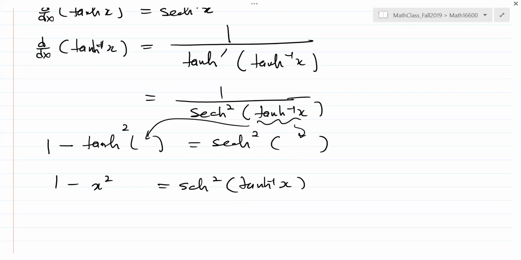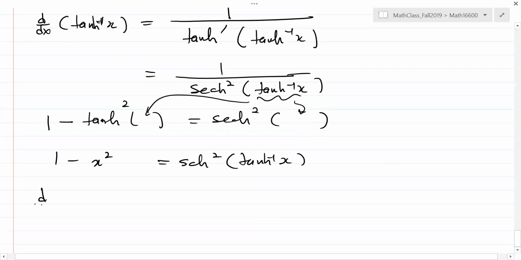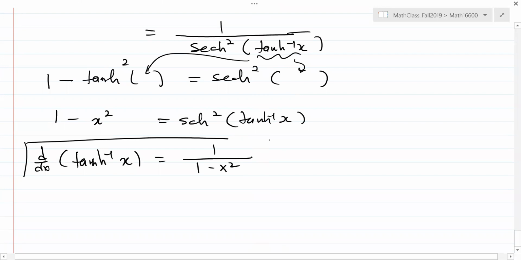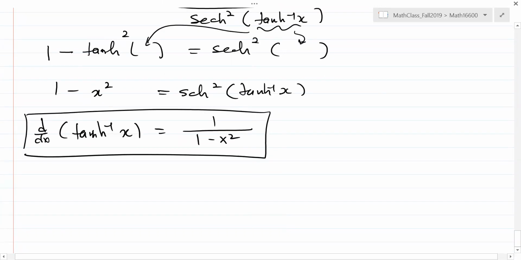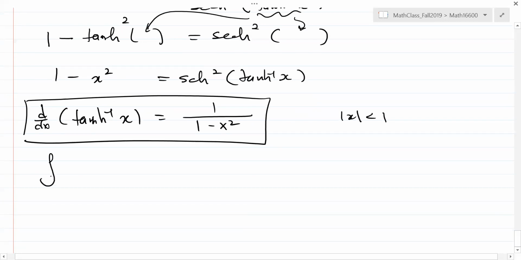So immediately you will get this formula. And this holds for x less than 1, okay? Because the domain of the inverse function is from -1 to +1. So in other words, if I put the integral on both sides, I get this, plus a constant.